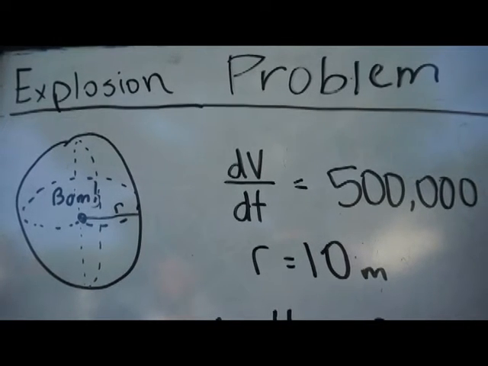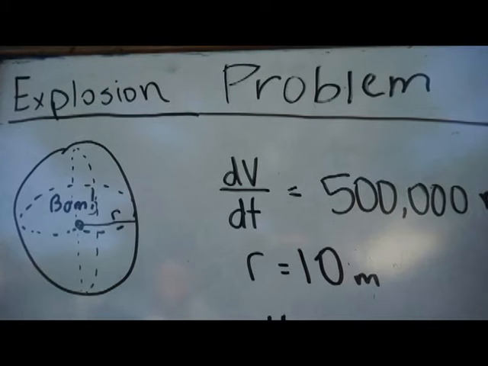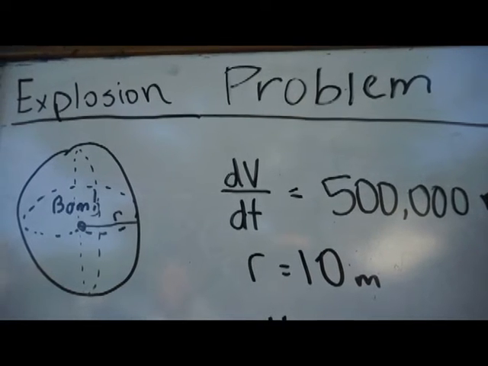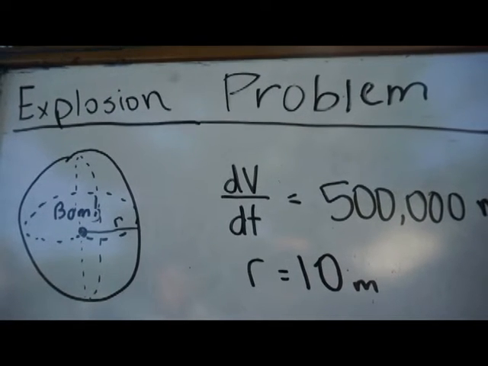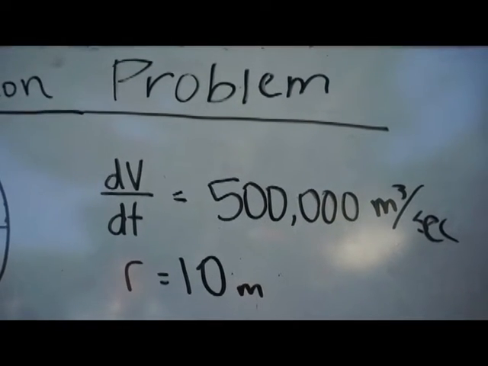An explosion creates a shockwave that expands in a sphere. If the rate of volume that the explosion covers expands at 500,000 meters cubed per second, how fast should someone run when the radius of the shockwave is at 10 meters to avoid the shockwave?